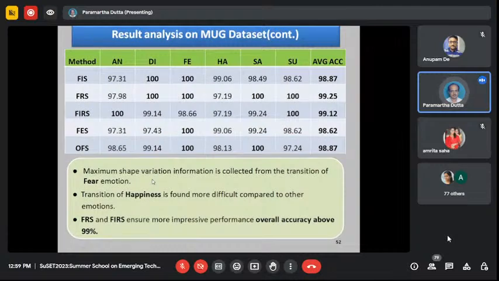Coming to this particular results analysis corresponding to MAG, what our finding is: maximum shape variation information is collected from the transition of fear emotion. Once again, fear. Transition of happiness is found more difficult compared to other emotions. Here, interestingly, so far as MAG is concerned, happiness is also making your life a bit more tricky. FRS and FIRS ensure more impressive performance, overall accuracy above 99%. So this is the story with the MAG dataset.